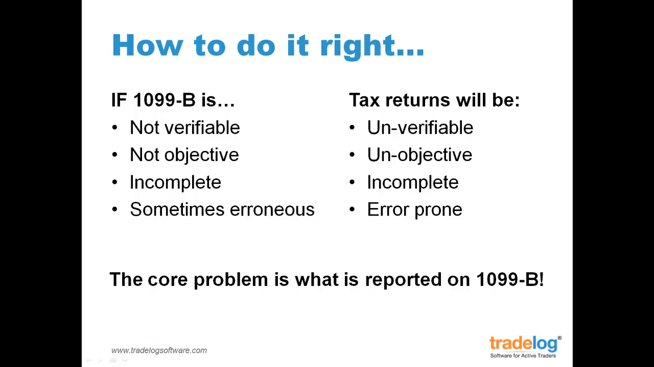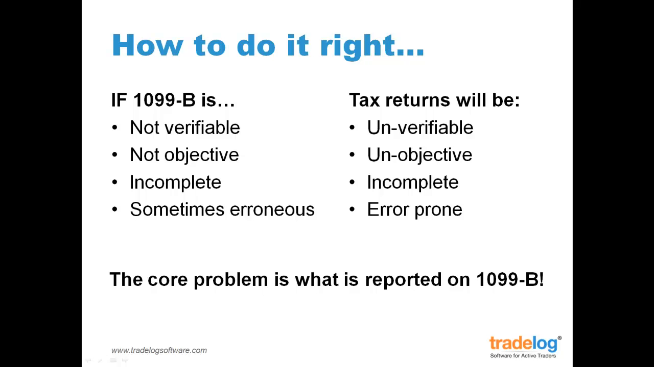So we kind of use the principle garbage in, garbage out. We've all heard that. Well, if you take a 1099-B that is not verifiable, not objective, incomplete, sometimes erroneous, and you use that to fill out a tax return, your tax return is going to be unverifiable, unobjective, incomplete, and error-prone. What's the main problem here?